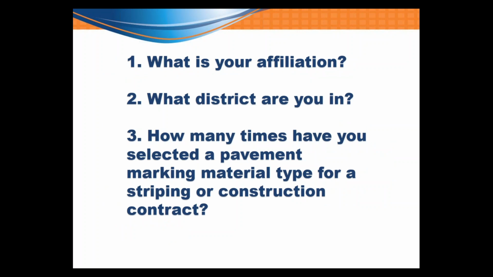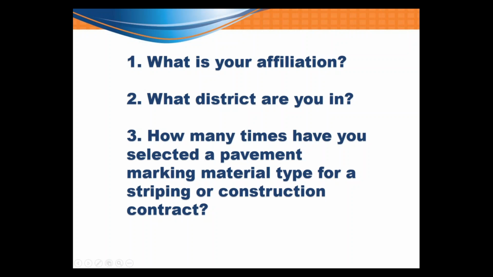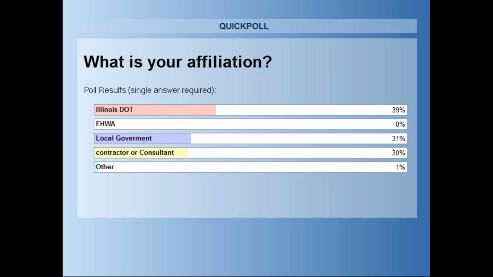So now for our first poll. The first question is, what is your affiliation? And your choices are Illinois DOT, the FHWA, local government, contractor or consultant, or another affiliation. Please select the appropriate response and click Submit. And once we have most participants responding, we will publish those results. So here you can see we have a distribution between Illinois DOT, local government, and contractor consultant. Pretty equal distribution here between the 3.